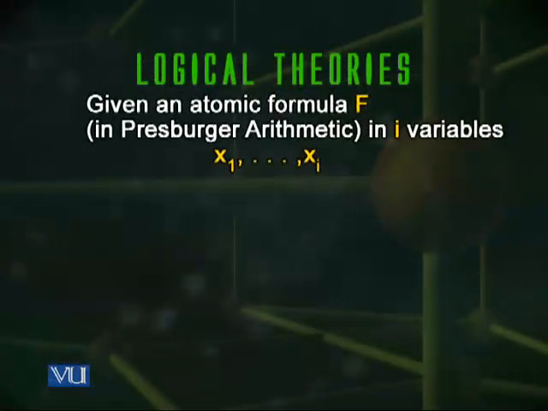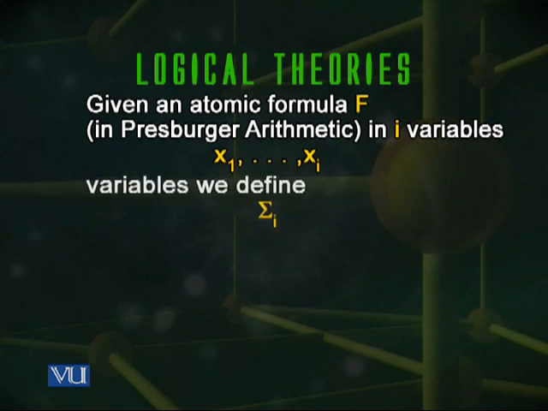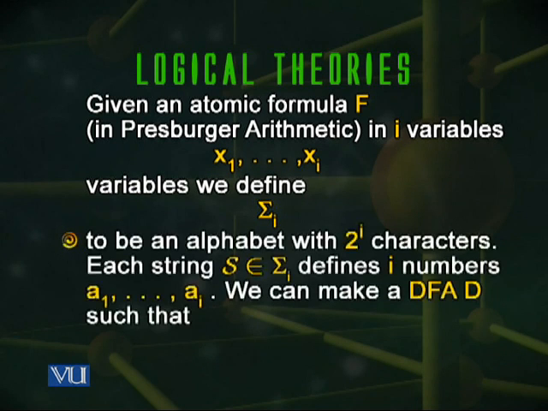Given an atomic formula in Presburger arithmetic in I variables, what can we do? Well, we will define sigma I to be the alphabet with 2 to the I characters. We will think of each symbol in this alphabet as a column which contains I bits. The first entry in this column is the bit of the first variable. The second entry in this column is the bit of the second variable, all the way up to the ith entry in this column, which is the last entry, is a bit of the last variable x sub I.